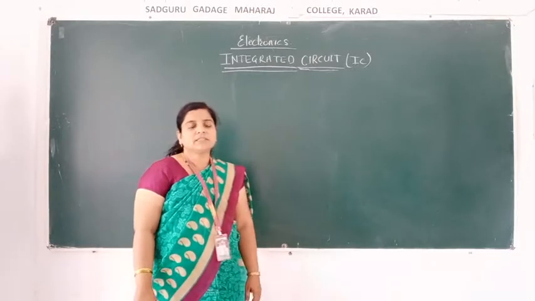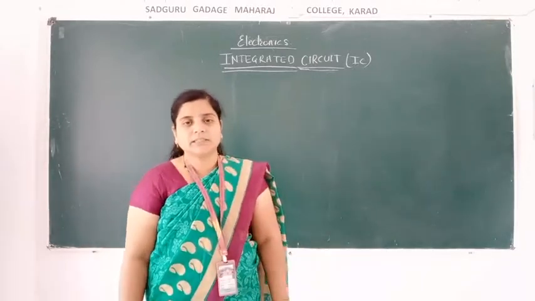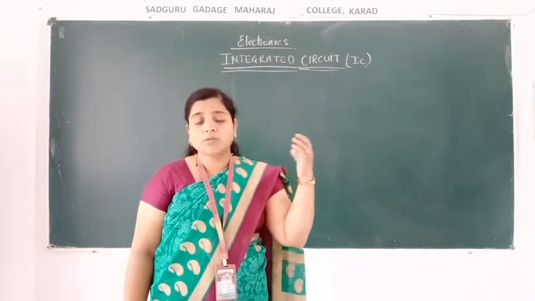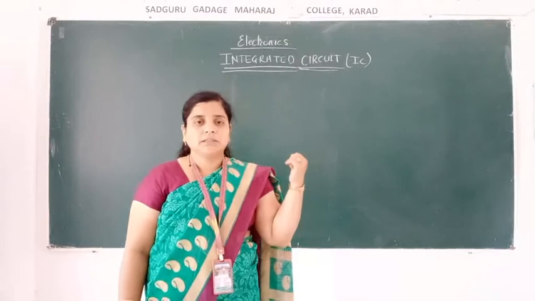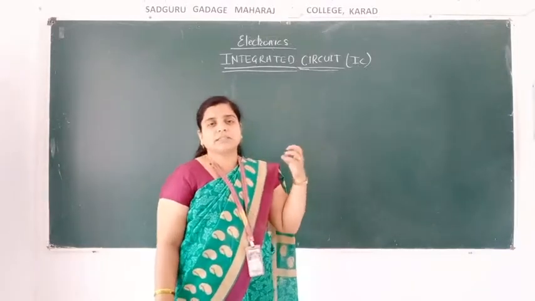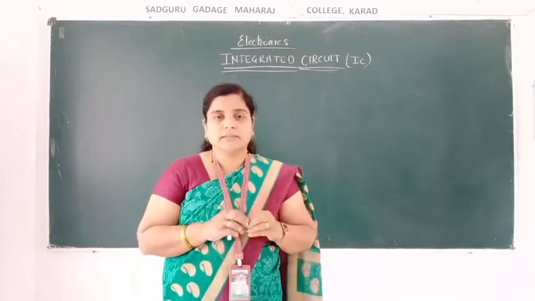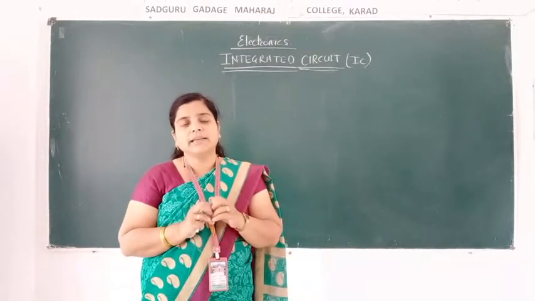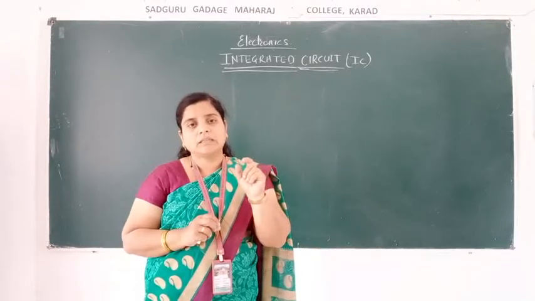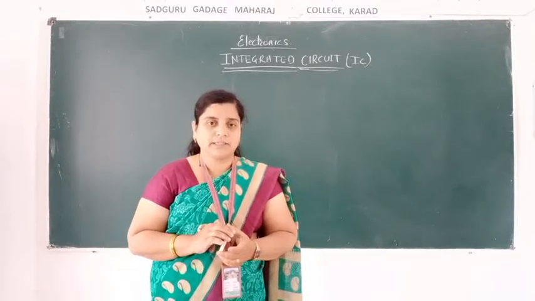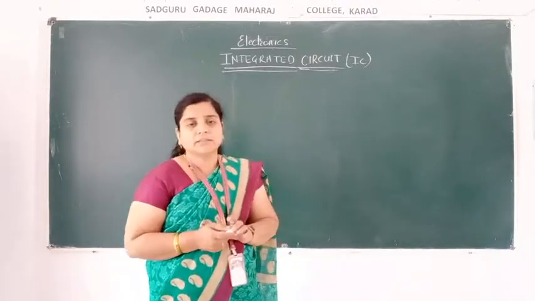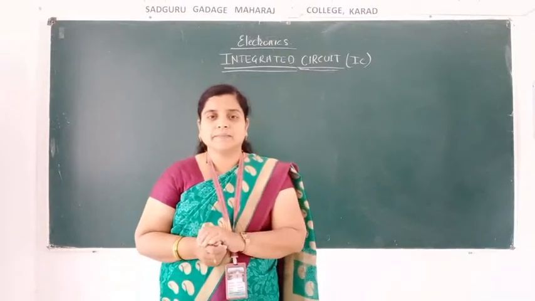In the previous lecture I told you what integrated circuits are. Integrated means that hundreds and more than a thousand resistors, capacitors and inductors are connected to each other and mounted on only one chip. That is called an integrated circuit. We cannot see those components with the naked eye inside the IC.